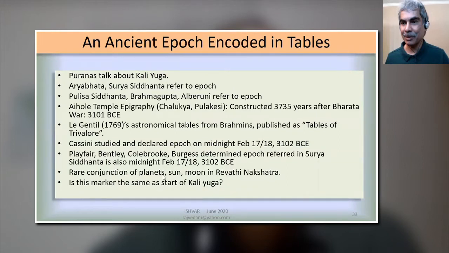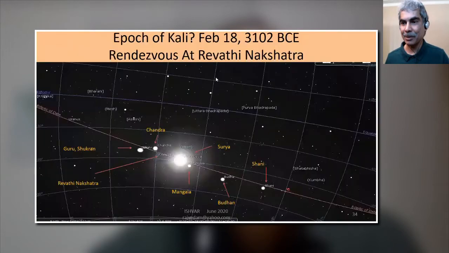It turns out to be a rare conjunction of planets, the sun, the moon, and the Revathi Nakshatra, and that's what I simulated here. Revathi Nakshatra is over here, the sun is in Revathi Nakshatra, and clustered here are Guru, Shukran, Shani, Mangala, and Buddhan. You see Venus over here, you see Saturn, Mercury, Mars and Jupiter. They're all clustered in the Revathi Nakshatra. So this is an amazing instance where an ancient epoch is encoded in our tables.